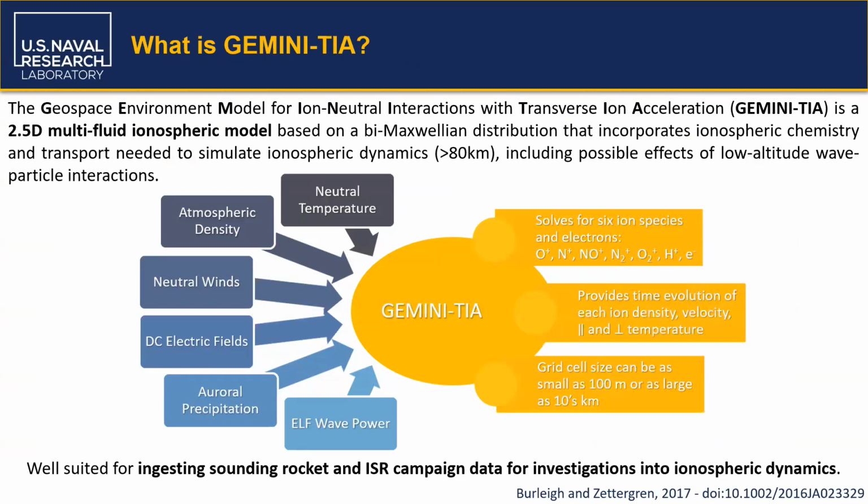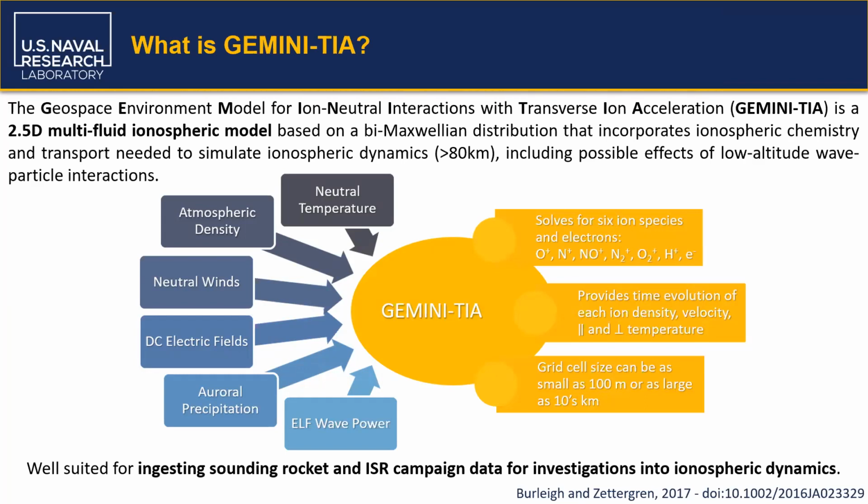And so Gemini-TIA is based on a bi-Maxwellian distribution that incorporates ionospheric chemistry and transport needed to simulate ionospheric dynamics above 80 kilometers and includes the possible effects of low altitude wave particle interactions. As inputs into this model that should then drive the ionospheric response, it can accept your neutral temperatures, densities, and velocities. And then also it can handle the input of DC electric fields, auroral precipitation, and ELF wave power. So overall, this allows us to provide a description of forcing of the ionosphere from above and below.